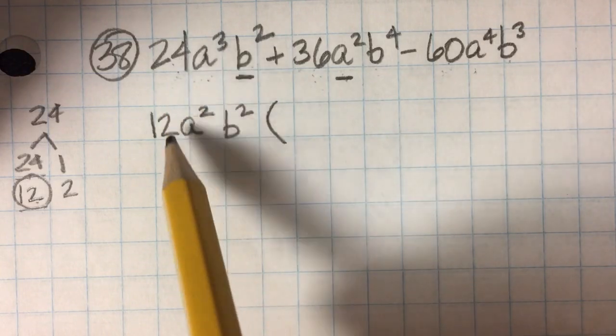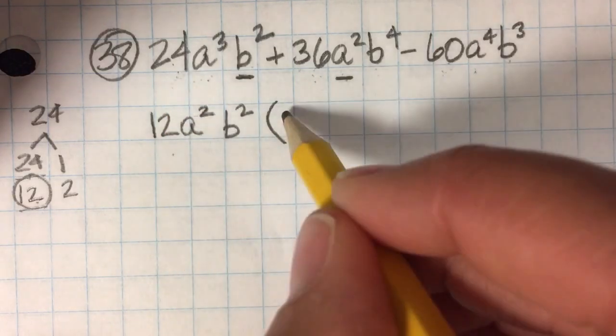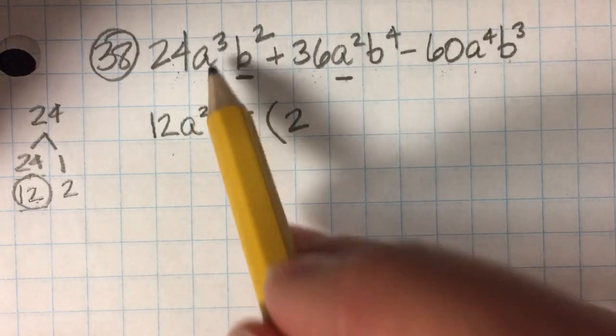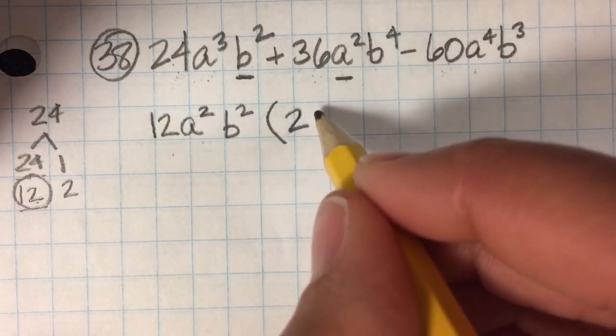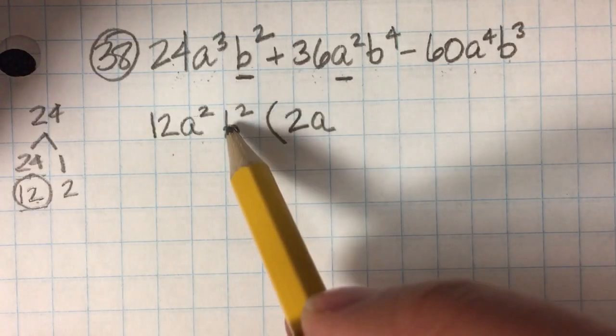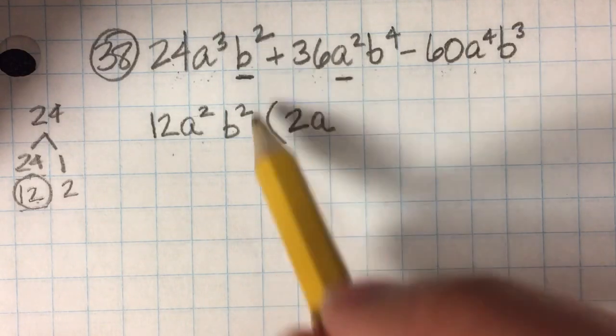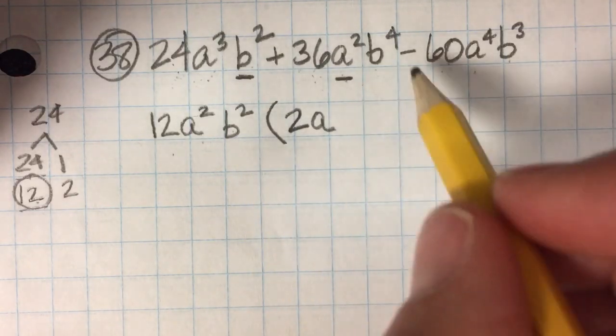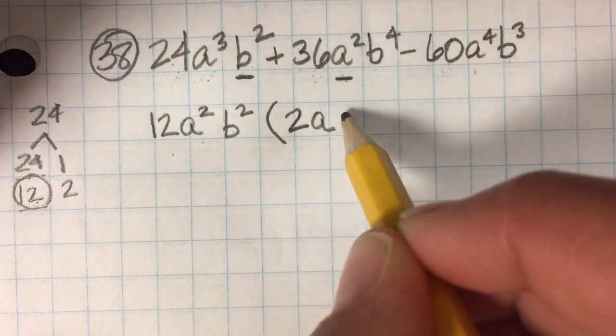So 24, when I divide that by 12, gives me 2. A cubed, when I divide by A squared, gives me A. And B squared divided by B squared is just 1. There are no B's left in this term. I've taken both of them out. So let's move to our next term, 36.